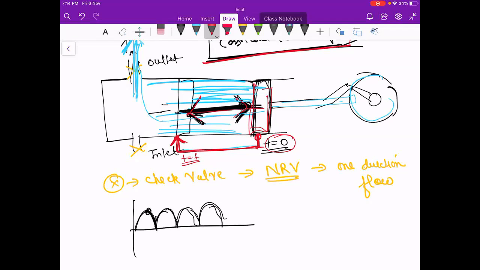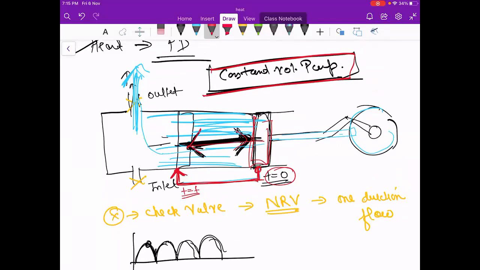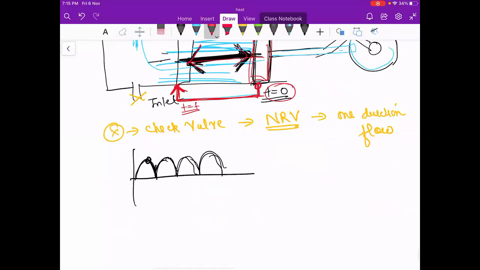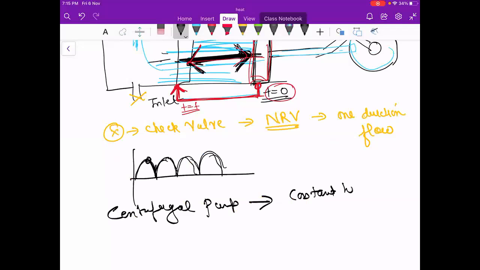Okay. So this is the thing basically in the system. Everyone got this point? What is a constant volume pump? This is a very good interview question. They ask about constant volume pumps and centrifugal pumps. You can write this now. Centrifugal pumps are known as constant head pumps. I will explain by theory why they are known as head pumps.